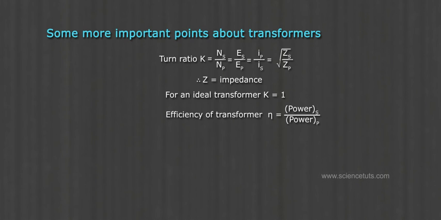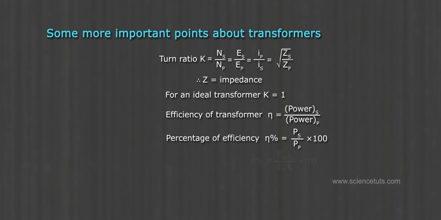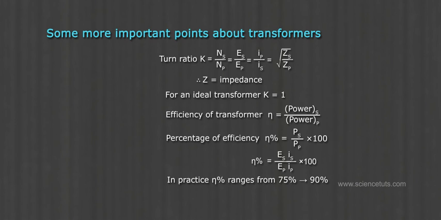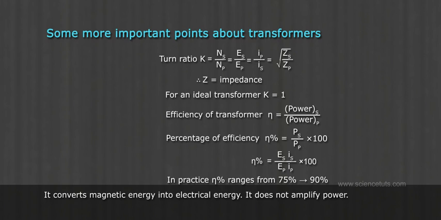Efficiency of transformer, eta, equals power S by power P. Percentage of efficiency, eta percent, equals PS by PP into 100. Eta percent equals ES IS by EP IP into 100. In practice, eta percent ranges from 75% to 90%. It converts magnetic energy into electrical energy. It does not amplify power.